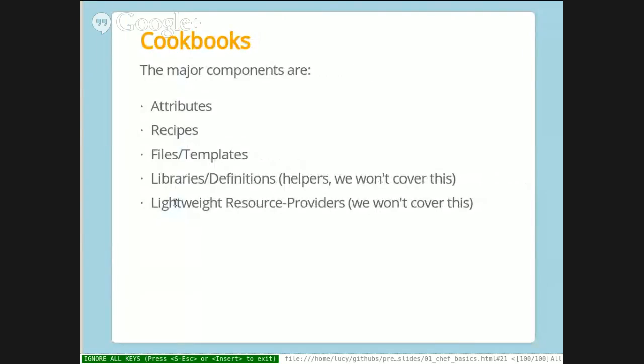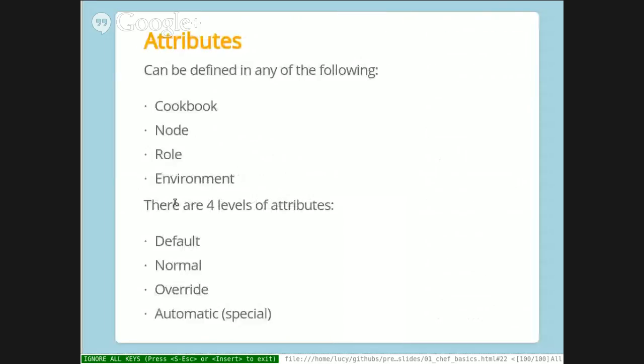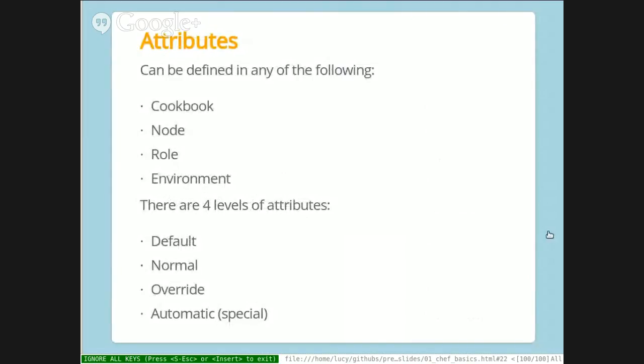So cookbooks. Now we're going to dive into what cookbooks are. So cookbooks have attributes, recipes, templates, definitions, and lightweight resource providers. We won't cover the last two as the slide says, but yeah, we're just going to jump into it. This is something I'm a little more familiar with. Okay, and by familiar, I'm confused by.